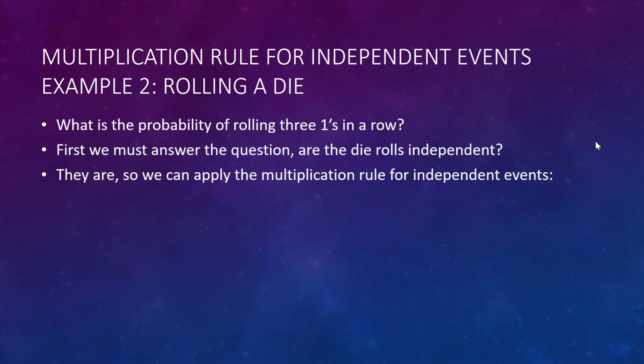They are, so we can apply the multiplication rule for independent events. Remember, it can be generalized for any number of events. In this case, we have 3 events, so we say the probability of A and B and C is equal to the probability of A times the probability of B times the probability of C.